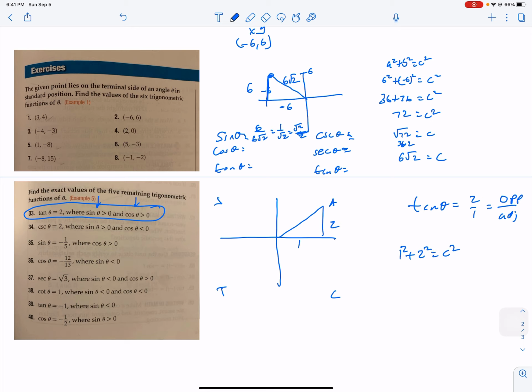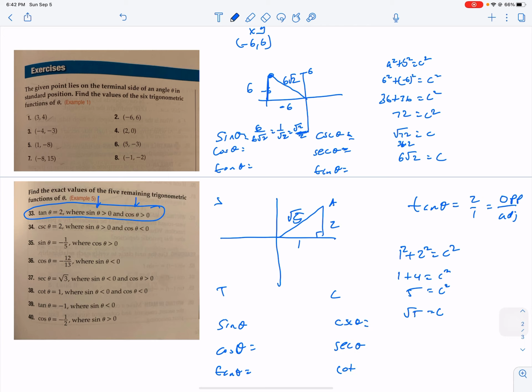All right, we're using Pythagorean theorem because once you know two sides, you can always find the third missing side. And we don't know what the hypotenuse is. 1 plus 4 is c squared. C squared is equal to 5. C is equal to the square root of 5. So now we know what the third side is. Now we can figure out the rest of the sine, cosine. We already did tangent. That was given to us, that was 2, but we can prove it. And you're going to come up with cosecant, secant, and cotangent.